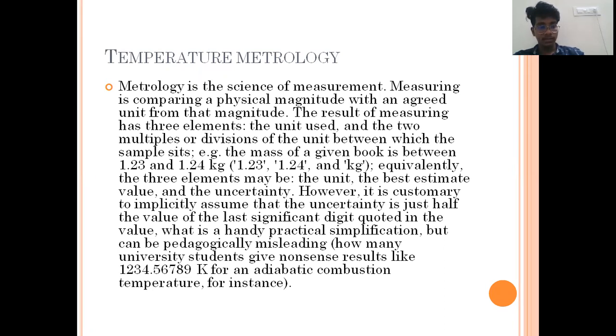However, it is customary to implicitly assume that the uncertainty is just half the value of the last significant digit quoted in the value, which is a handy practical simplification but can be pedagogically misleading. How many university students give nonsense results like 123.4.56 Kelvin for adiabatic combustion temperature, for instance?